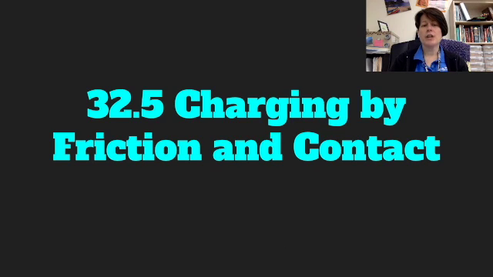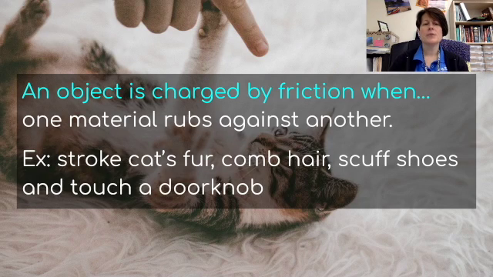Now, we can charge objects, and some things we can charge by friction and contact. An object is charged by friction when one material rubs against another. Some examples are when you stroke a cat's fur, comb your hair, scuff your shoes, and touch a doorknob, when things become staticky. Your clothes coming out of the dryer.